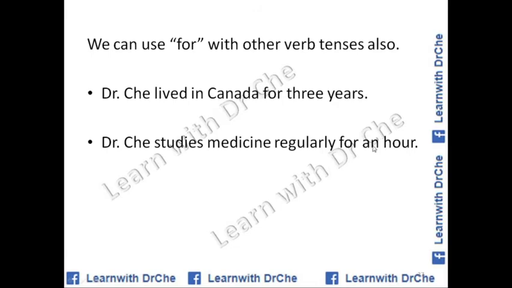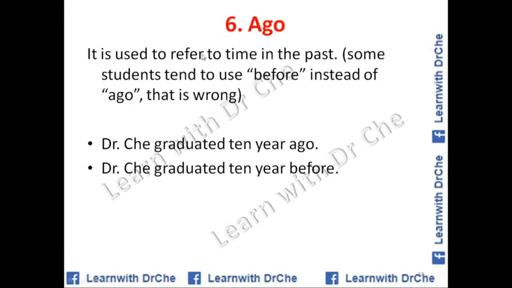No, I'm showing a period of time. Ago is used to refer to time in the past. Some students tend to use before instead of ago. That is wrong. Dr. Che graduated 10 years ago. This is the most common and correct way to say that.